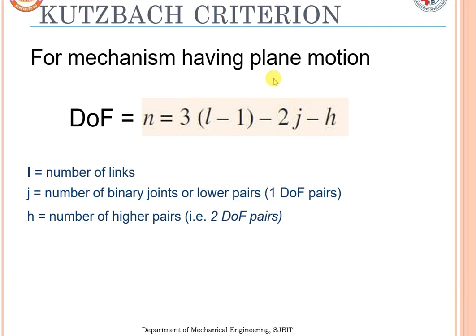In continuation to the previous video, here we'll calculate the degree of freedom based on the Grubler's criterion. In the criterion, the degree of freedom can be calculated by n = 3(l - 1) - 2j - h, where l is the number of links, j is the number of binary joints or lower pairs which have 1 degree of freedom, and h is the number of higher pairs which have 2 degrees of freedom.